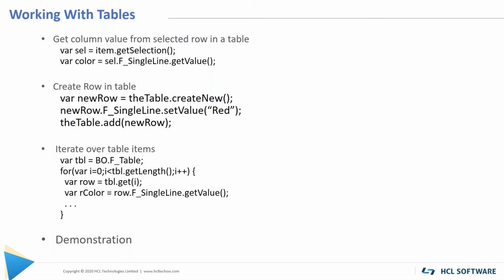There are UI components to a table, but there are also data components to a table. The first thing here is I want to get the selected row. We have item.getSelection, a function that pertains particularly to a table. Once you have that selection, which returns the selected row, you can dig into that row and return the values of the different fields. That's what I've done here: item.getSelection, and then get me the single line.